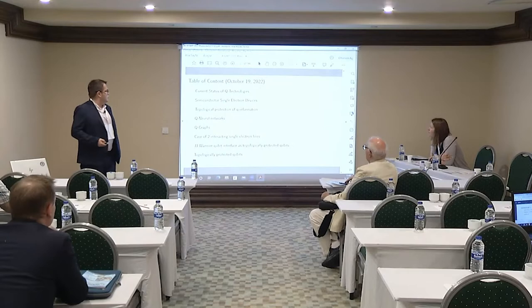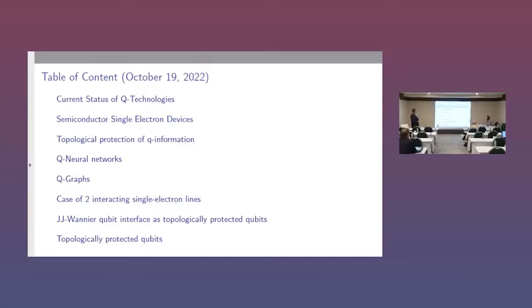Today I will give some comparison of existing quantum technologies, and I will specify a particular evaluation of semiconductor single electron devices. And then I will also try to merge this approach with superconducting qubits. In that context, the quantum neural networks and quantum graphs also will appear. And at the very end of my talk, I will give some description of interface between Josephson junction and semiconductor chain of dots.